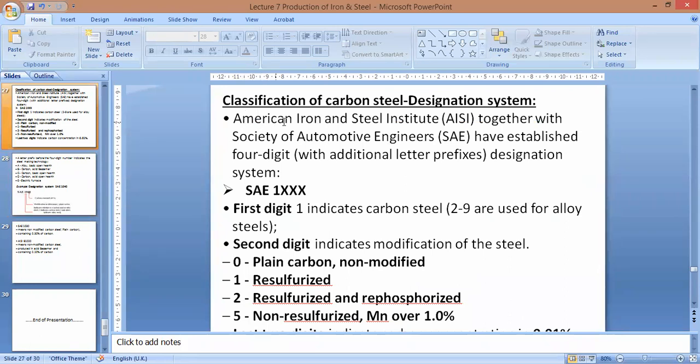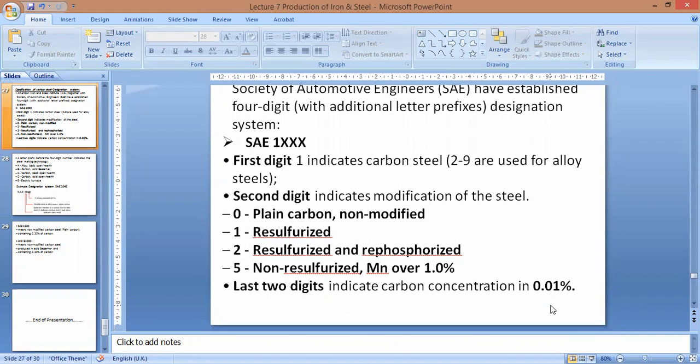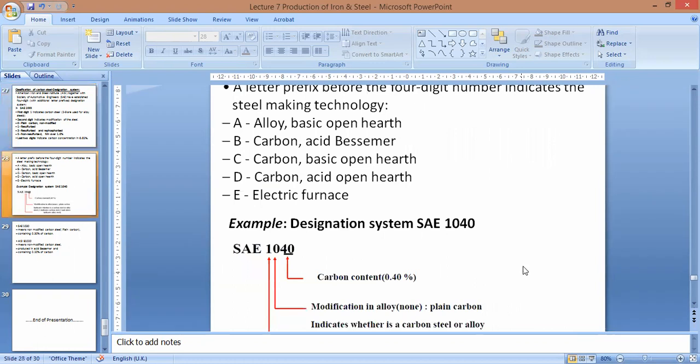So there are two classifications, the American Iron and Steel Institute, AISI, together with the Society of Automotive Engineers, SAE. They've established these 4-digit designation systems. So 0 is plain carbon non-modified. 1 is resulfurized, so sulfur. 2 is resulfurized and rephosphorized, so phosphorus and sulfur added. 5 is non-resulfurized, with manganese content over 1%. Last 2 digits indicate carbon concentration in 0.01%.